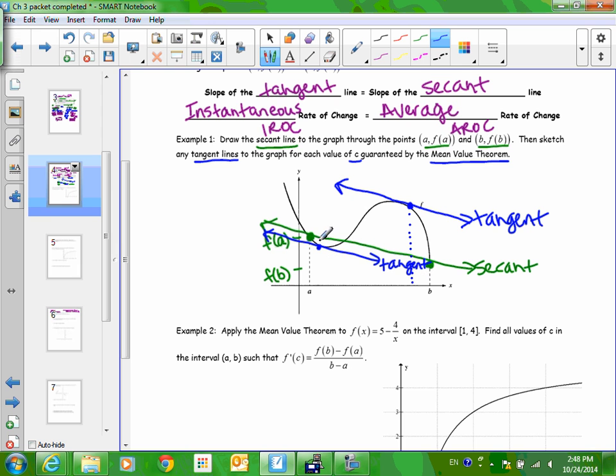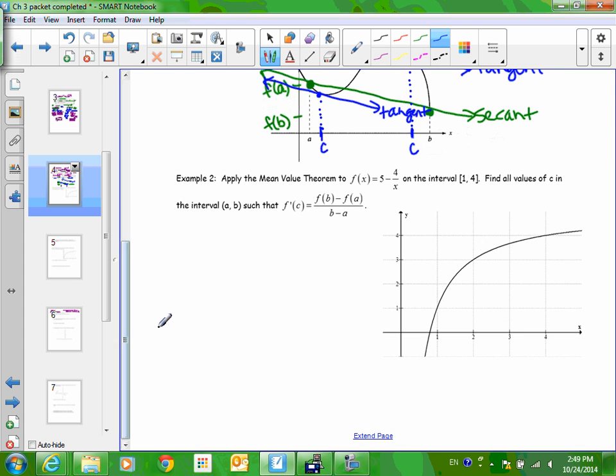If I see how A and B have those dotted lines, there's a C value, and the C value is just telling you, hey, this is the X where this special thing is happening. Okay, example 2: apply the mean value theorem to this equation.